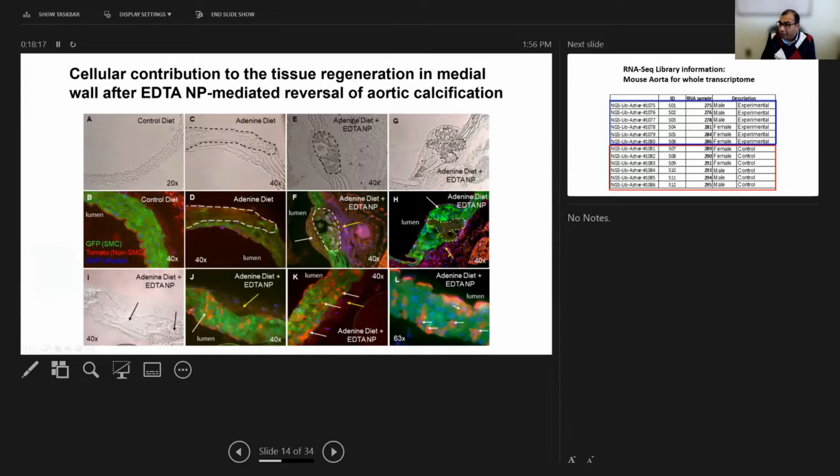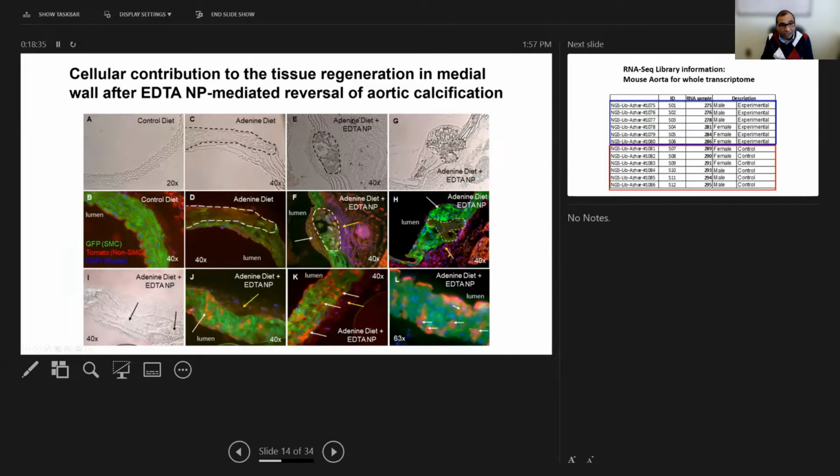So with that, we said, okay, if that seems very promising, can we restore or regenerate the tissue? Because we know calcification has destroyed most of the medial wall. Can we regenerate and produce new tissue that basically heals the damaged elastin?